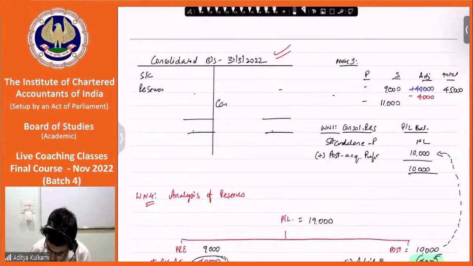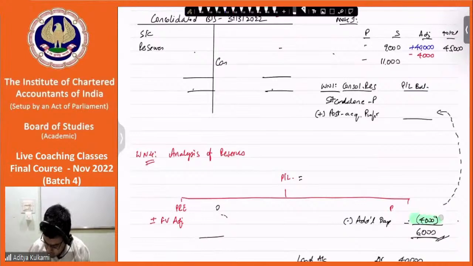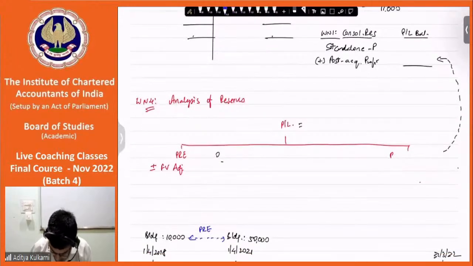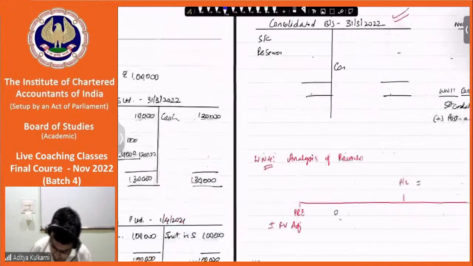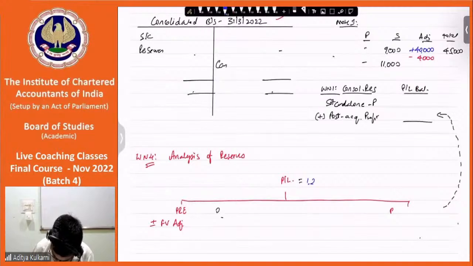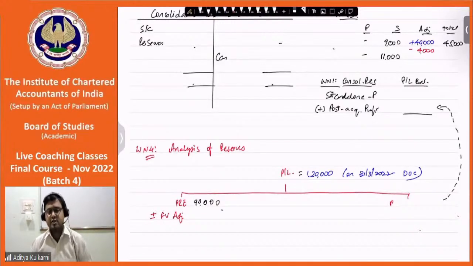This building, cash, all these items will remain as it is. I'm just changing the figures now. That should take care of everything. Now I have my P&L of 1,20,000. This is on 31st March 2022, that is the date of consolidation. Now here the pre-P&L would be existing on the date of consolidation. That is worth 90,000.